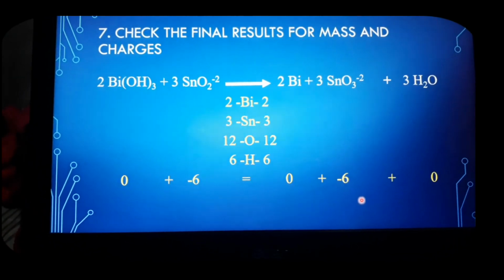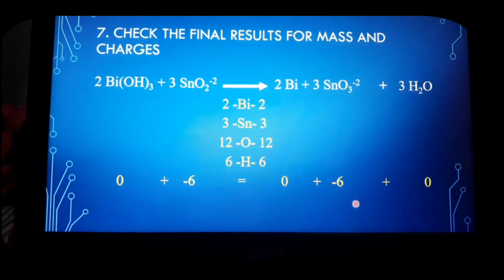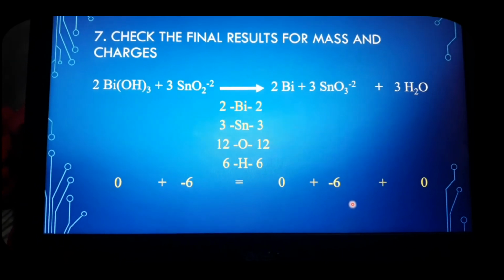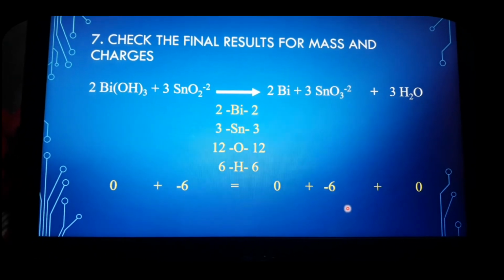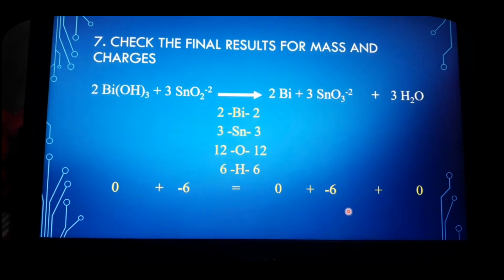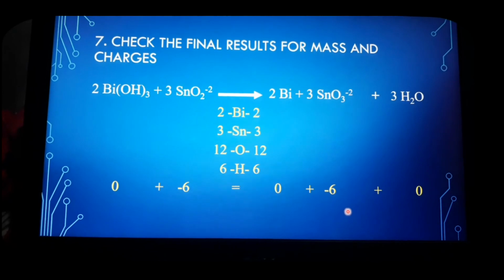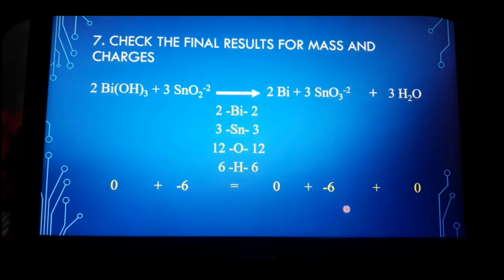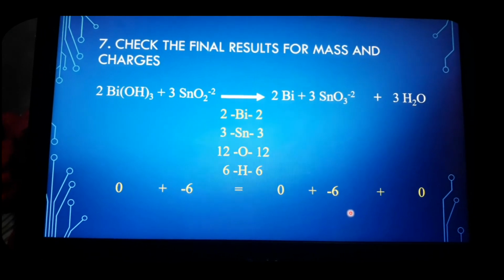I hope that you learned how to balance a redox reaction in basic solution. Now, as a tip for every one of us, if you don't know whether it is acid or base, we simply balance the reaction as if it were in acidic solution, because it is easier to balance in acidic solution.